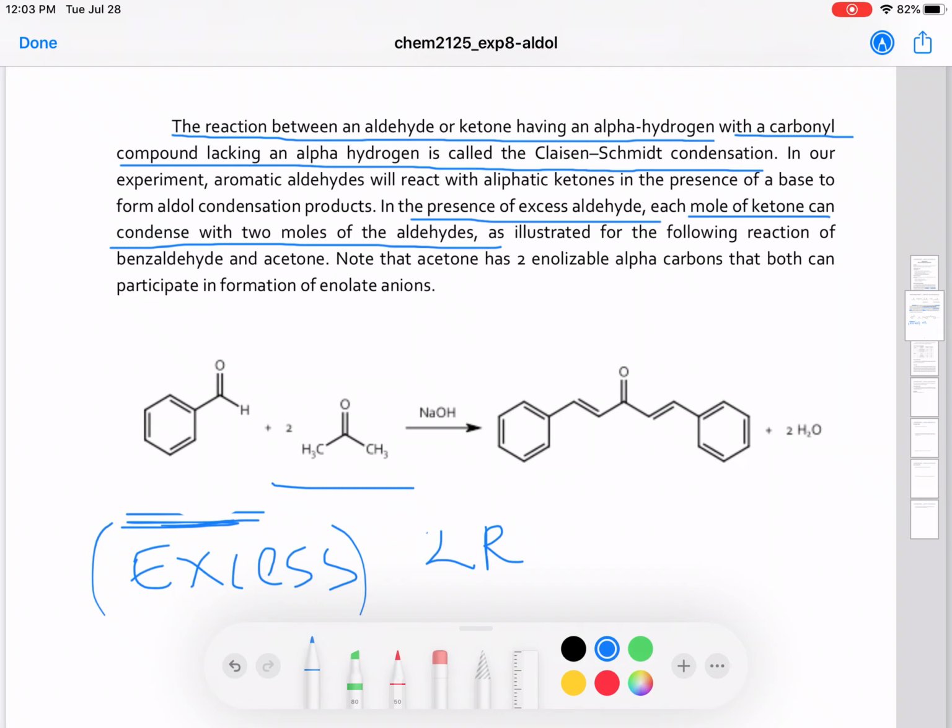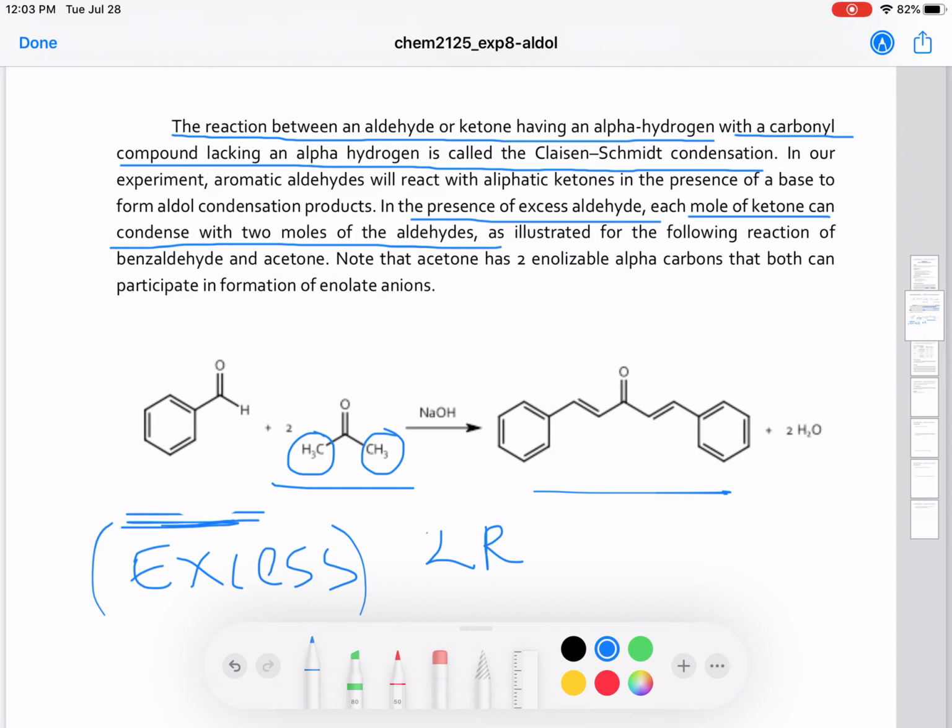There are 6 alpha hydrogens. Remember, 3 here, 3 here, 6. But all of them will not react because of the steric hindrance and other reaction conditions. Once you form this compound, it's going to be pretty stable, so it's not going to react further.